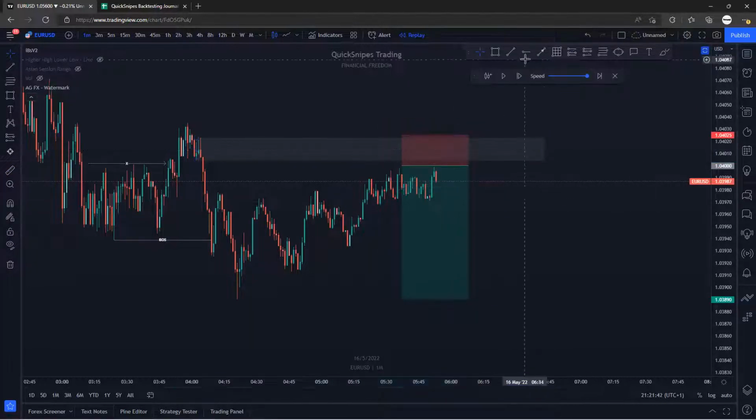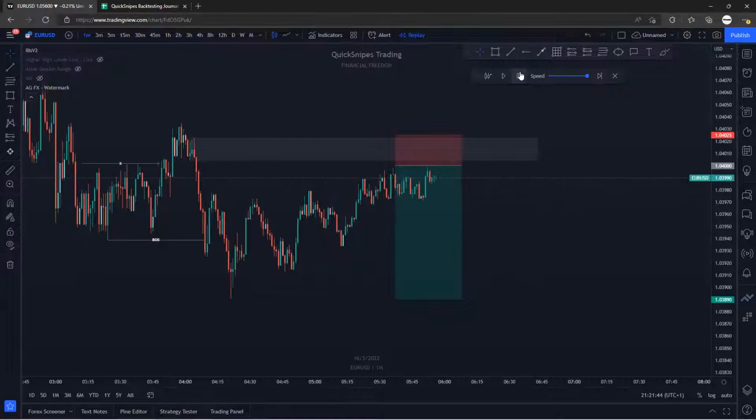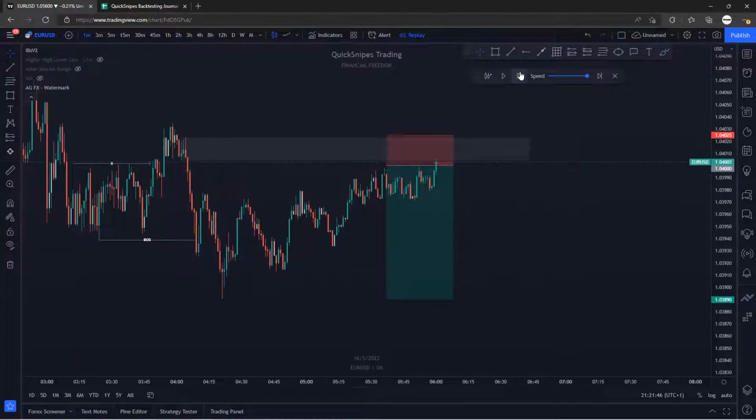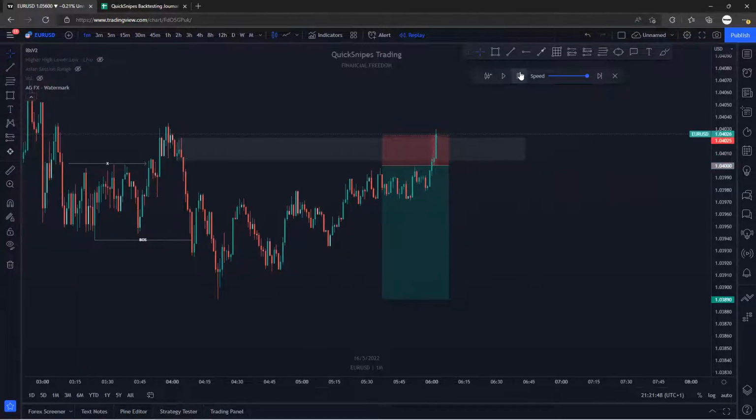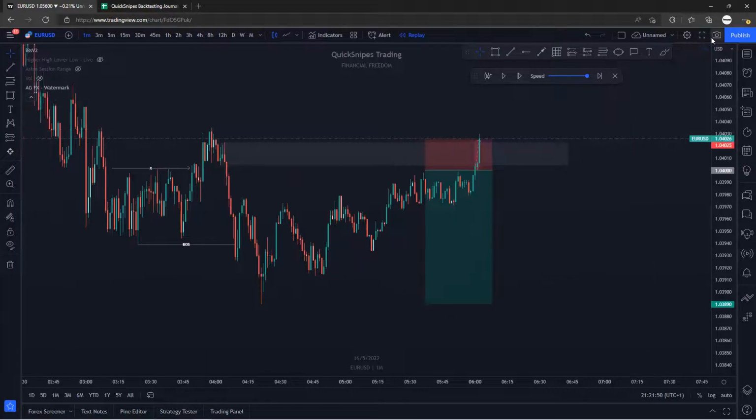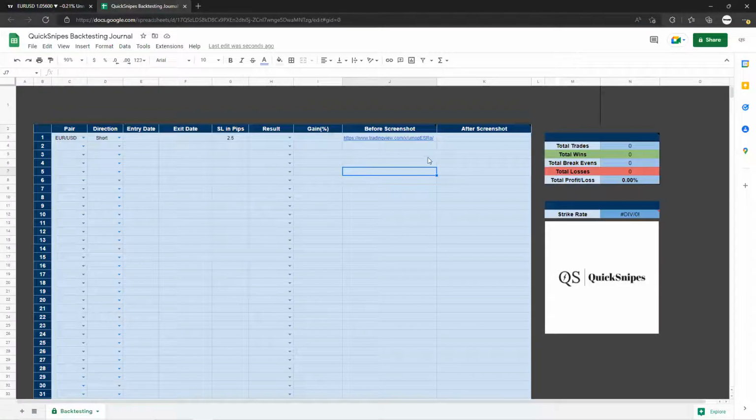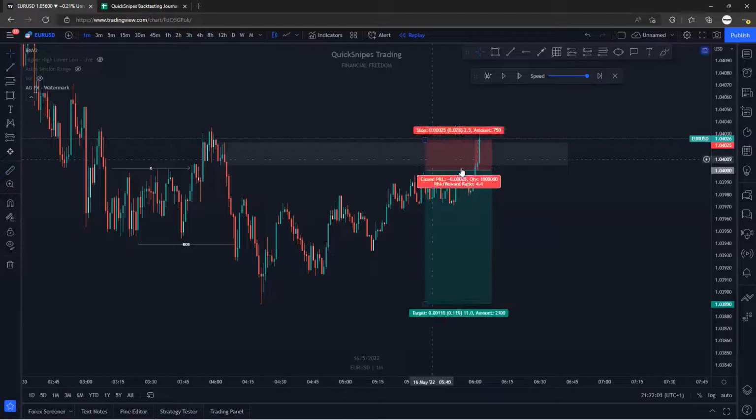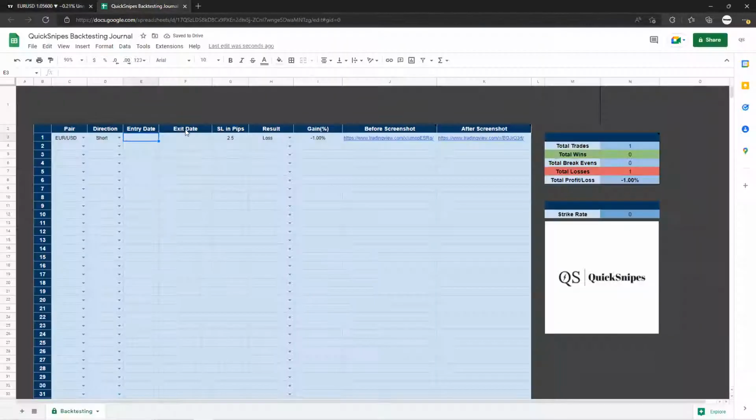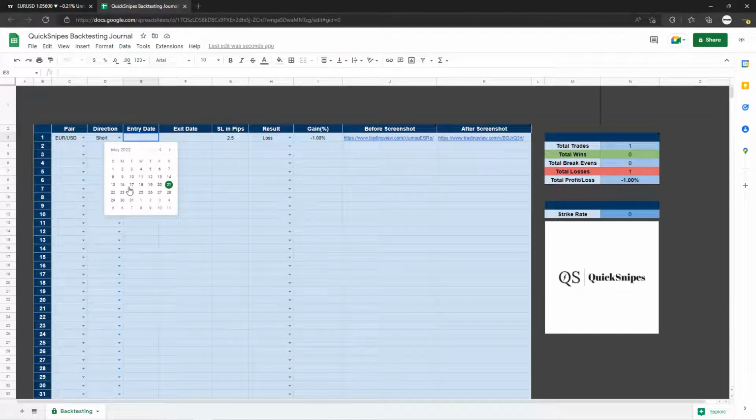I wouldn't regard that as an entry and tap in. We just tap in, stop loss hit. Okay. So that would be -1R. Loss entry date would have been 16th and exit date would have been 16th.